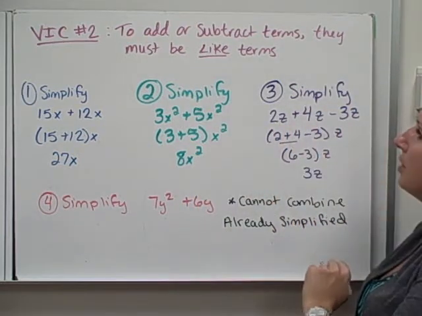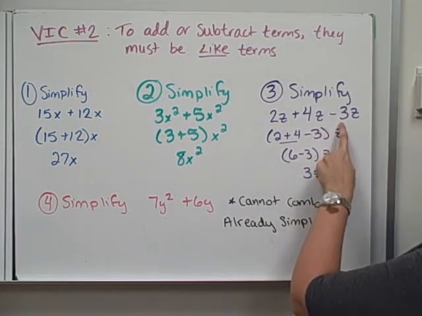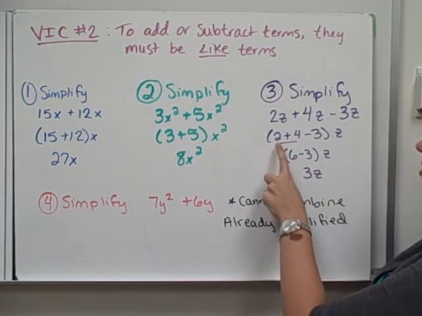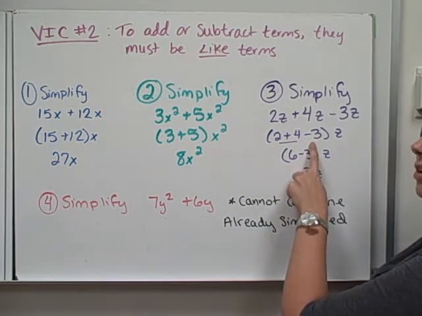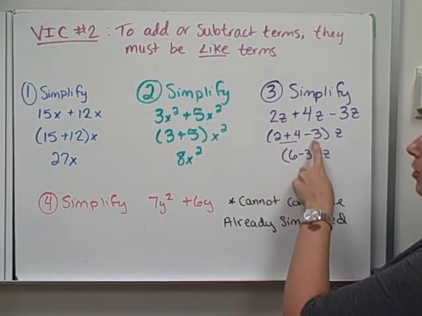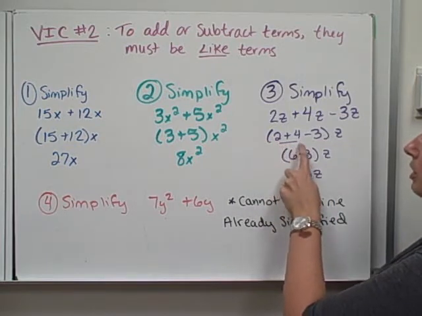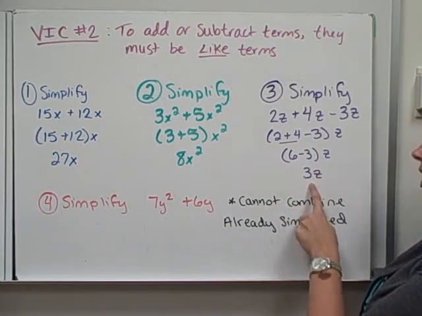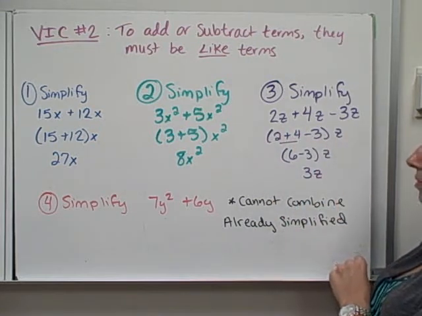Here, I've got 3 terms. 2z plus 4z minus 3z. Well, if I use the distributive property and I pull out my z's, I've got 2 plus 4, take away 3. Using order of operations, I would like to do my addition because it comes first before subtraction, because I'm reading this from left to right. So 2 plus 4 is 6, and then I bring down what's left. 6 minus 3 is 3. So I've got 3 z's when I simplify this problem.